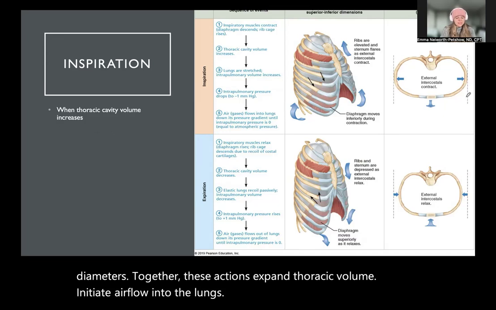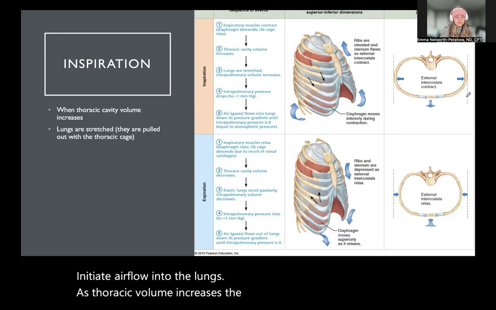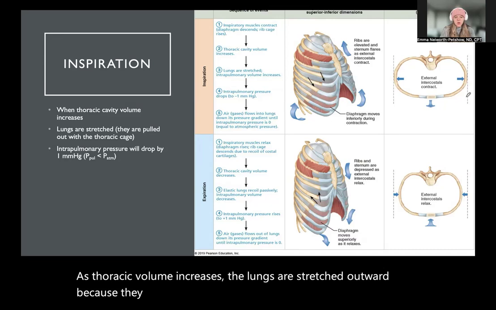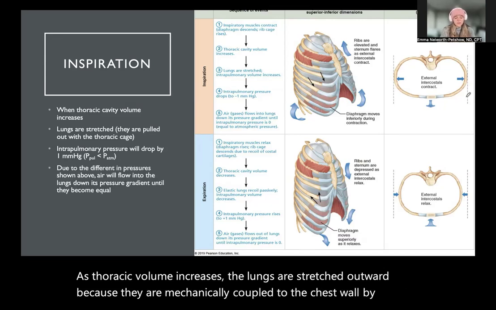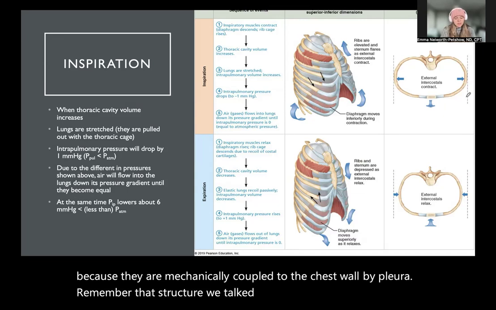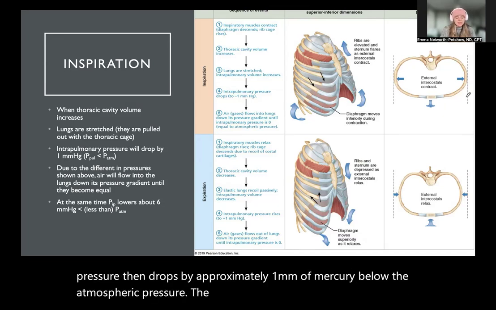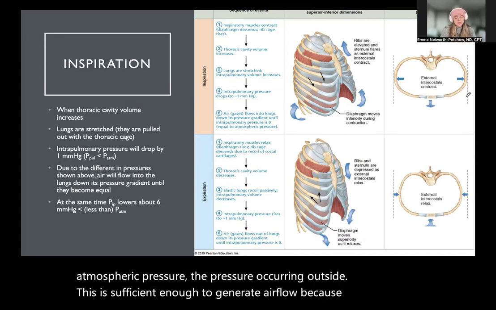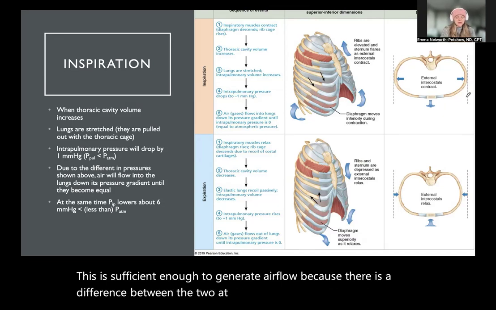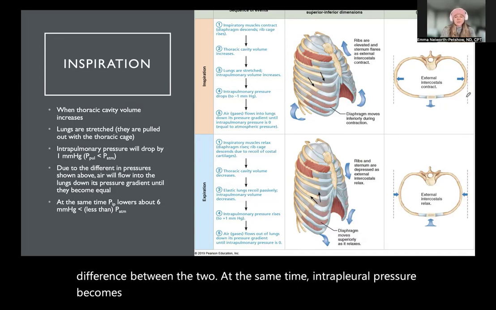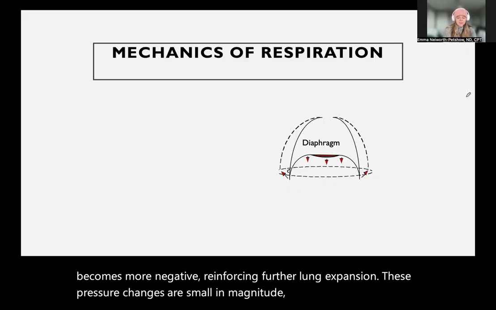As thoracic volume increases, the lungs are stretched outward because they are mechanically coupled to the chest wall by the pleura. Remember that structure we talked about before. Intrapulmonary pressure then drops by approximately 1 millimeter of mercury below atmospheric pressure, the pressure occurring outside. This is sufficient to generate airflow because there is a difference between the two. At the same time, intrapleural pressure becomes more negative, reinforcing further lung expansion. These pressure changes are small in magnitude, but physiologically powerful.